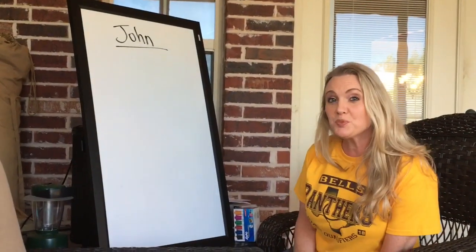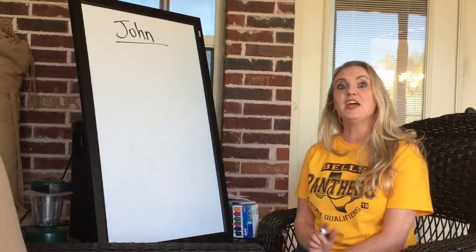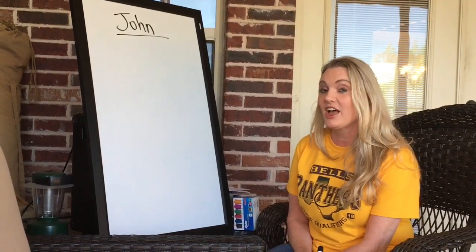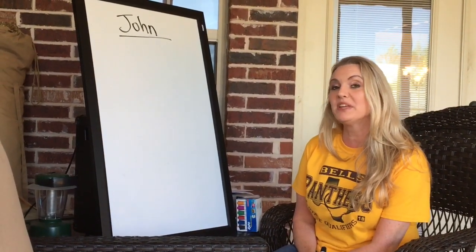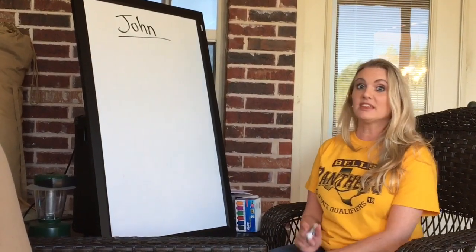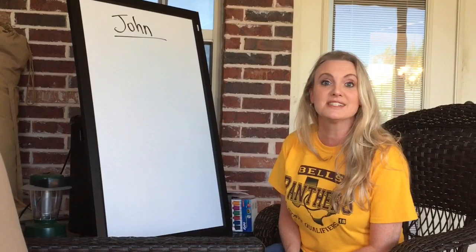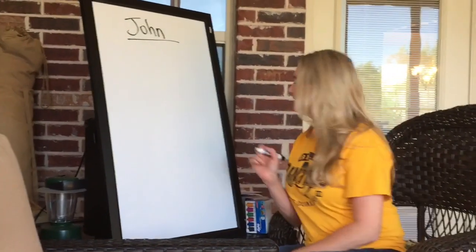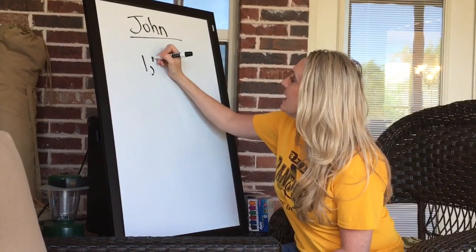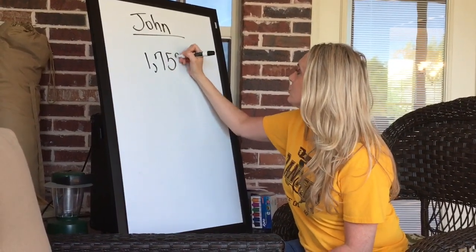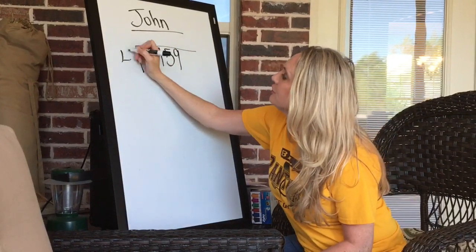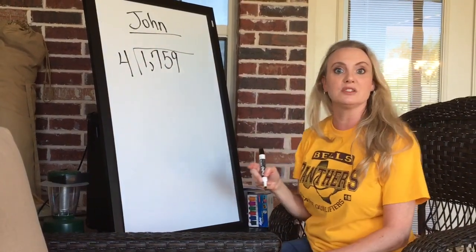So in John's problem, we have to listen very carefully to the question. He says, how many eggs will be left for his mom? It sounds like to me that he's wanting the remainder as the answer, which is excellent. Let's take a look at John's problem. They have 1,759 eggs, and 4 people are going to go on the hunt.